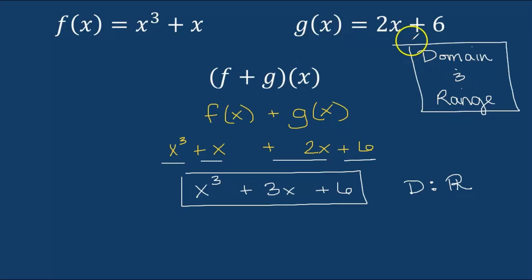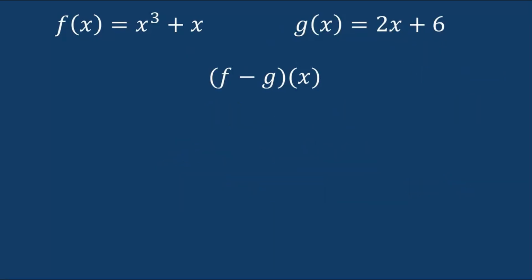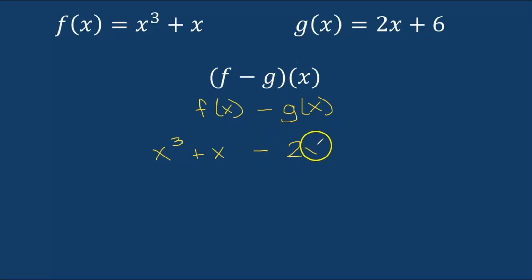Let's go ahead and do a difference. In this one, we are going to find the difference between the two. Remember that this notation means f of x minus g of x. F of x again is x cubed plus x, and we are going to subtract. Now this part is important. A common mistake that students make is to hit the subtract button here and then simply put 2x plus 6. But remember, that's not what this says.